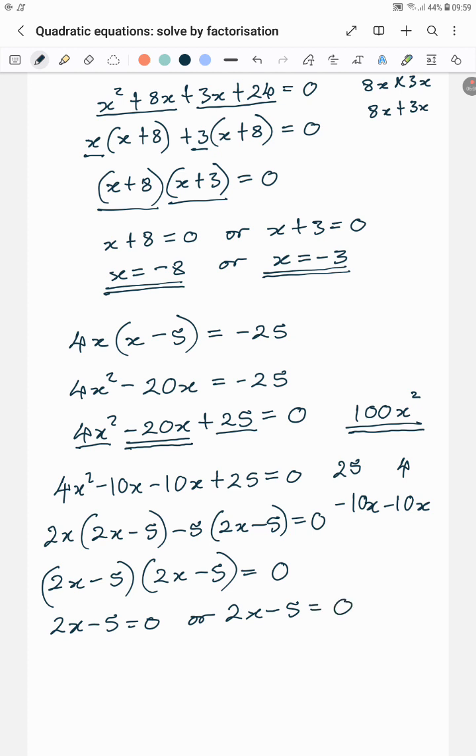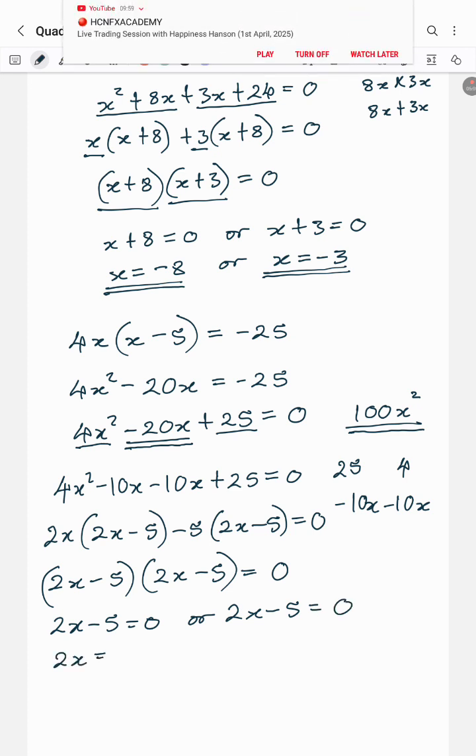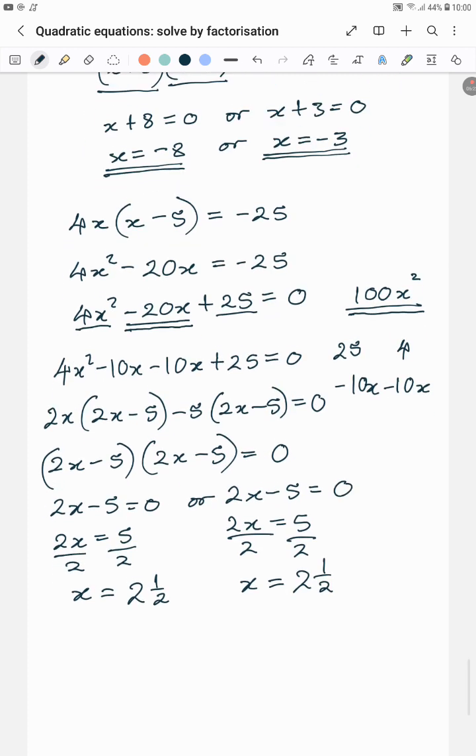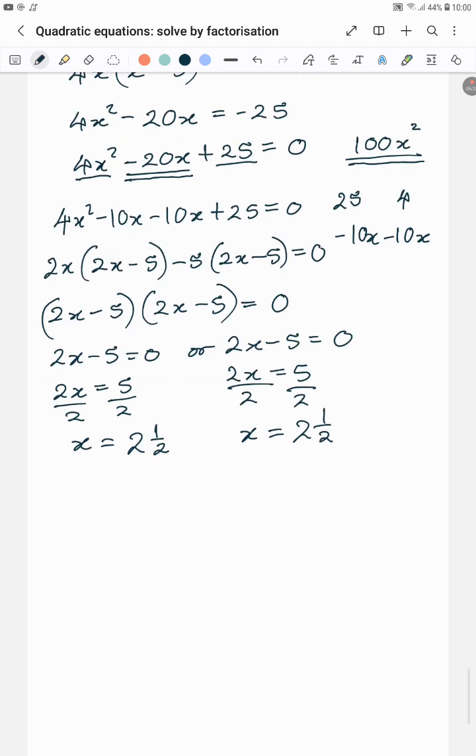So now if you solve this one, you say 2x is equal to 5. If you divide both sides by 2, you say x is equal to 2.5. So it's the same answer that you're going to get on this one as well. You can write it like this, x is equal to this, or you can just say x is equal to 2.5, and in the bracket you write twice.